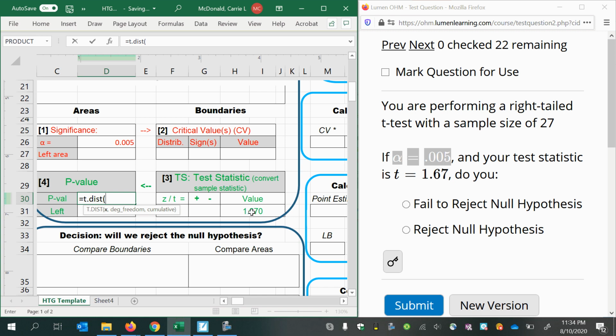So our boundary is the test statistic, and I'm going to go ahead and make that negative so that I can just find the area in the tail for that. And instead of putting in a mean and a standard deviation, we put in the degrees of freedom, which is n minus 1. Here n was a sample size of 27, so my degrees of freedom is 26.